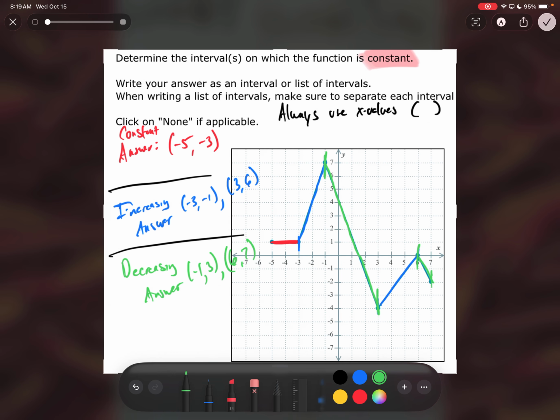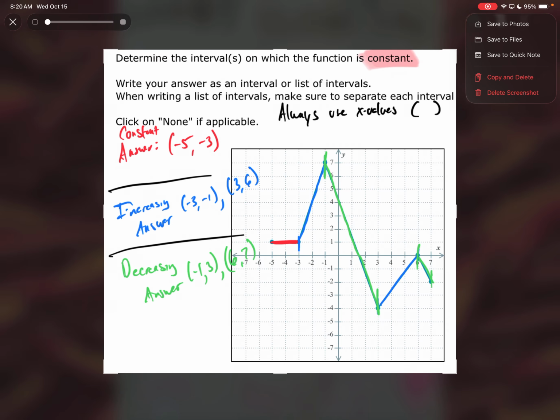Okay, so always use your x values and always use parentheses on these, because it's never a bracket. It's never equal to a point. If you're at a point, you're stopped. You're not increasing or decreasing or even constant, you're just stopped. So you will only have to answer one of those, so pay attention to which one it says.